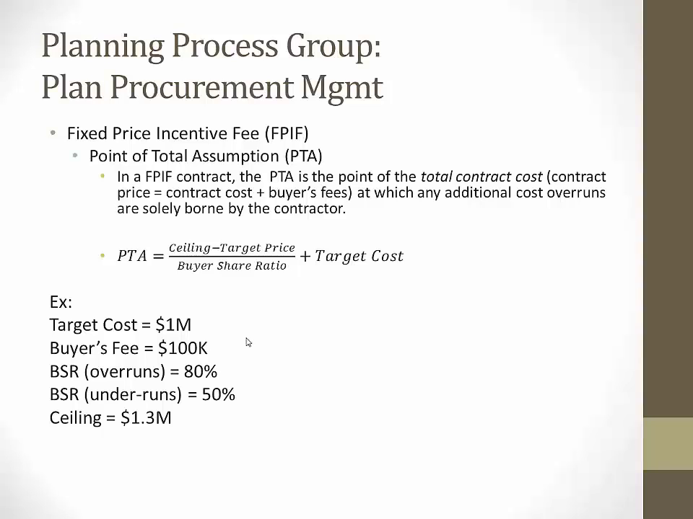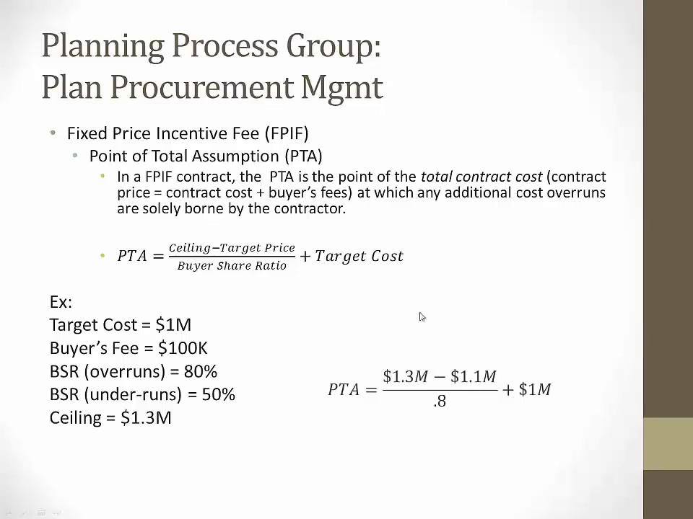The buyer's share ratio has two parts. For overruns, the buyer will pay 80% of the overruns. For underruns, the buyer will pay 50%. And there's a ceiling on the contract of $1.3 million.